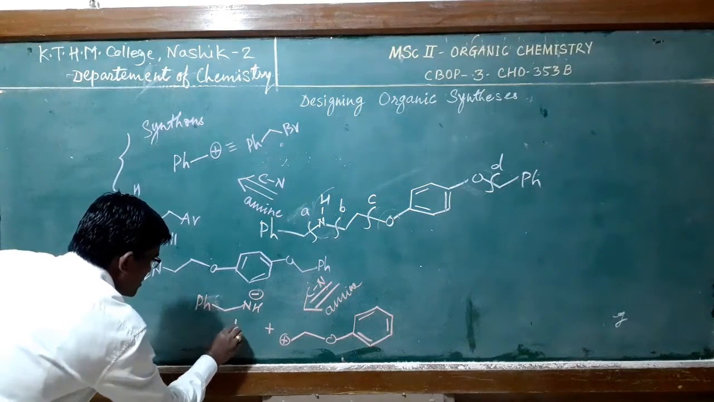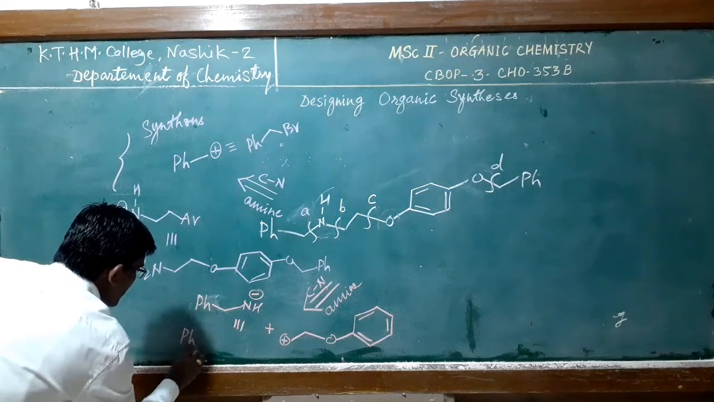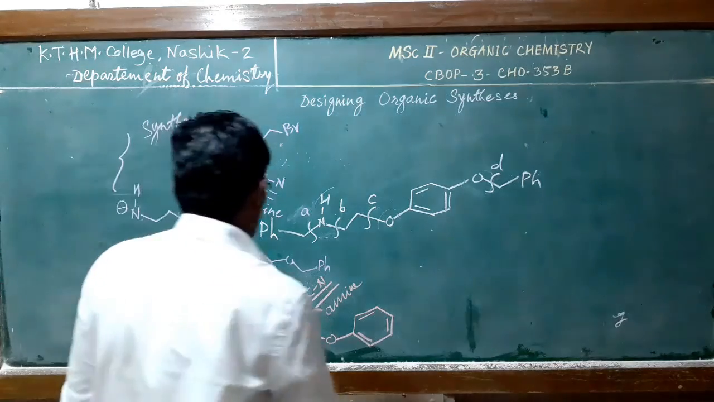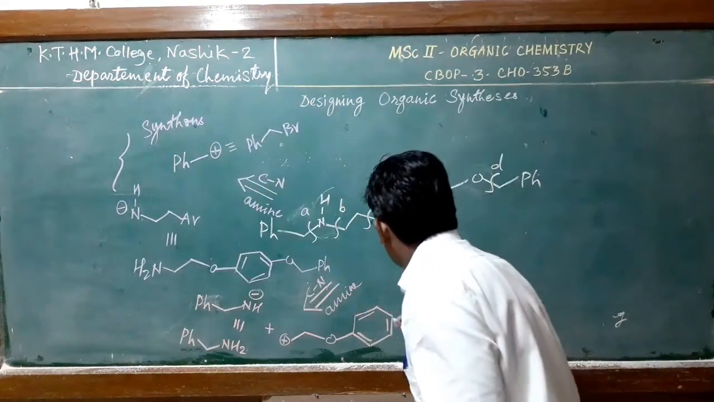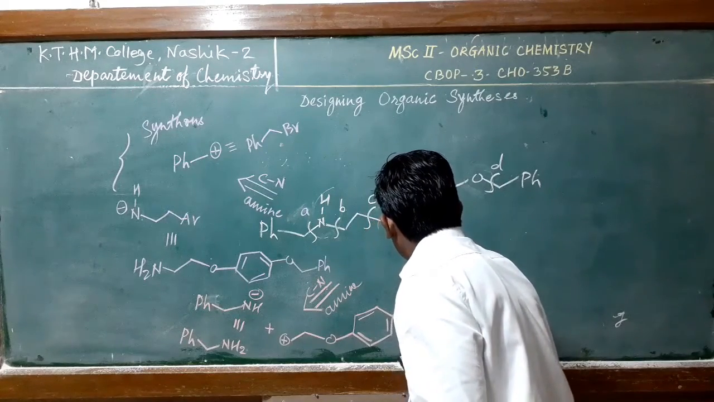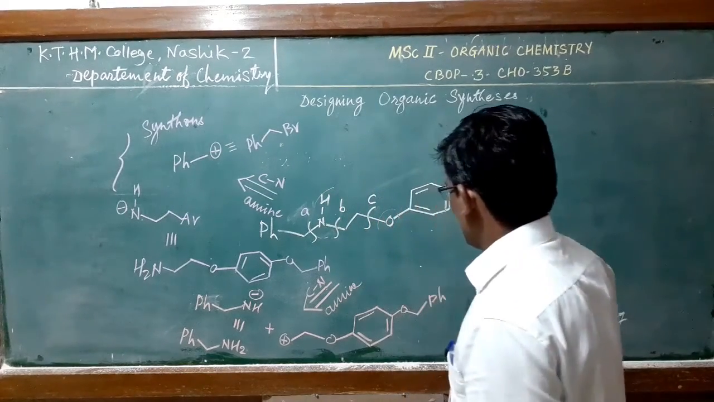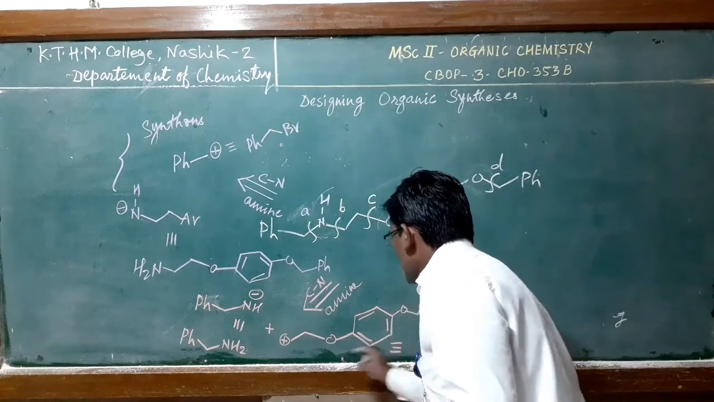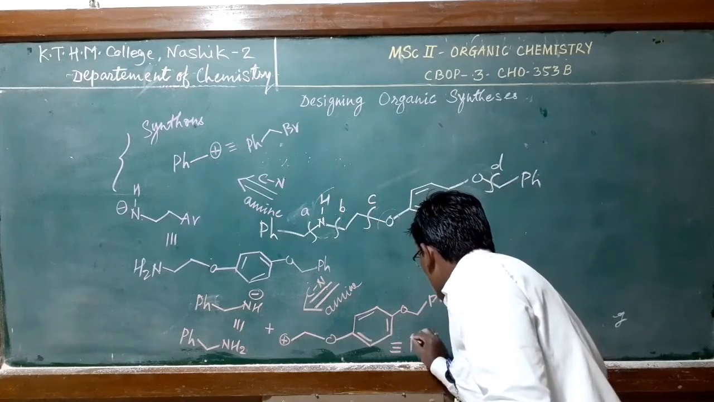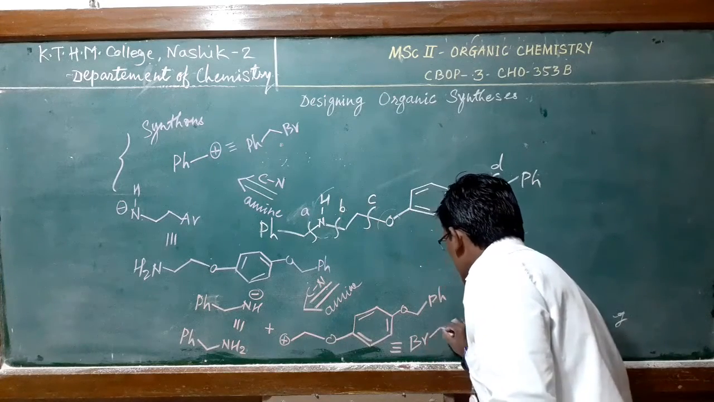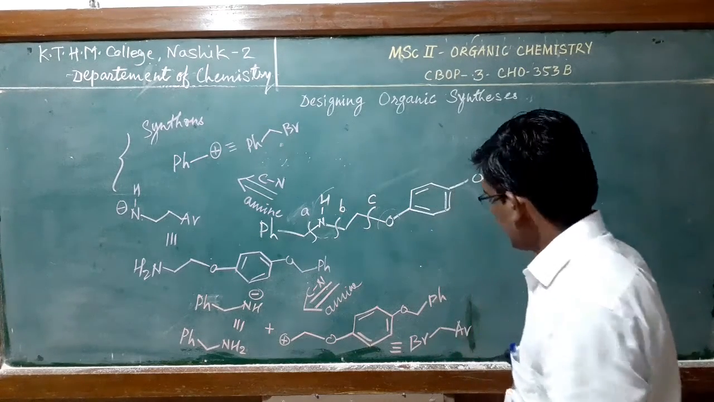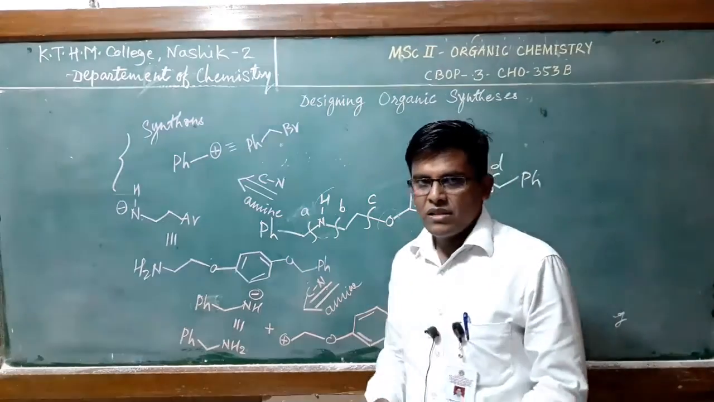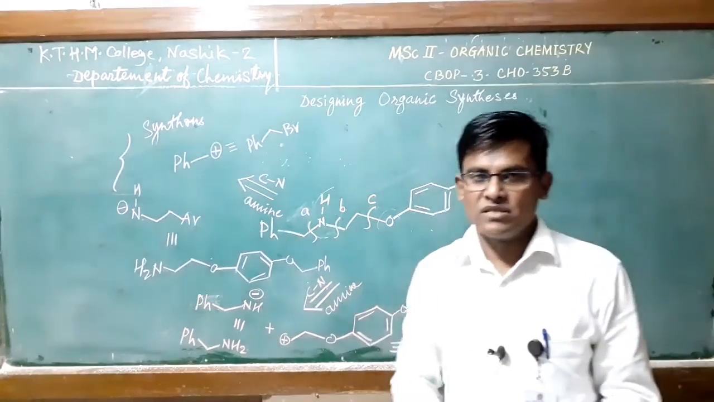So, this will transform into the benzylamine NH2, and this will transform into its, you cannot attach bromide there. So, I simply write AR. Okay. This is the actual real chemical reagent that we can use in the forward synthesis.